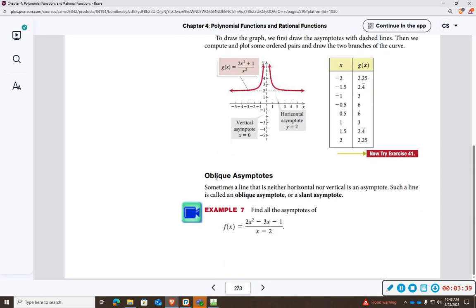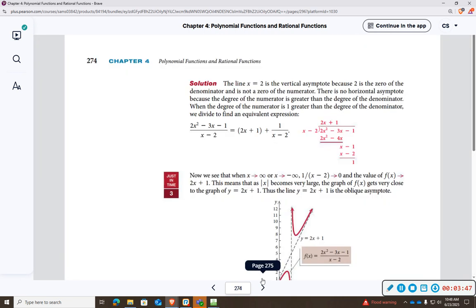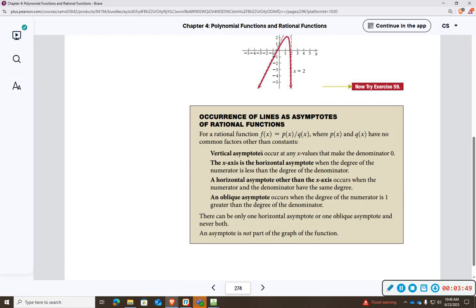And then there's one more. We have oblique asymptote, or slant. They both mean the same thing. So if you see oblique or slant, this is how you determine it. It tells you the occurrence of asymptotes. Down here, an oblique asymptote occurs when the degree of the numerator is 1 greater than the degree of the denominator.